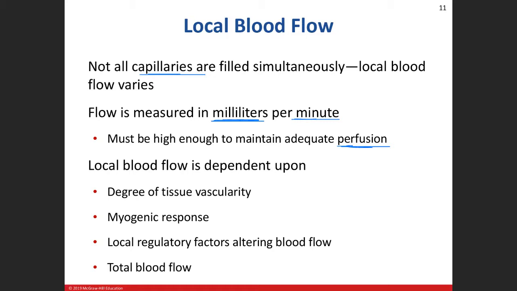So when we talk about local blood flow, we're going to look at these four characteristics or areas. How much of that tissue has a vascular supply, or the degree of vascularity. Myogenic, myo is muscle. So what role is smooth muscle going to play for local tissue perfusion? What are some of the other regulatory factors that are going to affect blood flow? What chemicals are we going to involve? We're going to get something that's going to vasodilate a blood vessel or something that's going to vasoconstrict. And then finally, we'll get into total blood flow.